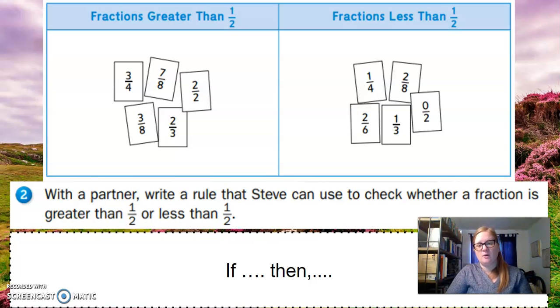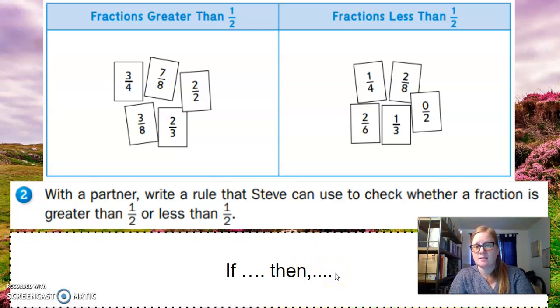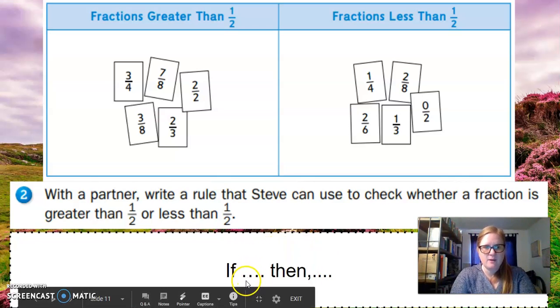You might want to think back to before spring break when we had that dotted red line down all of our number lines saying these are greater than half and these are less than half. What was the rule? Usually when you're writing a rule, if blank, then blank usually works. So if a number is such and such, then you know it's such and such. That's kind of your clue.